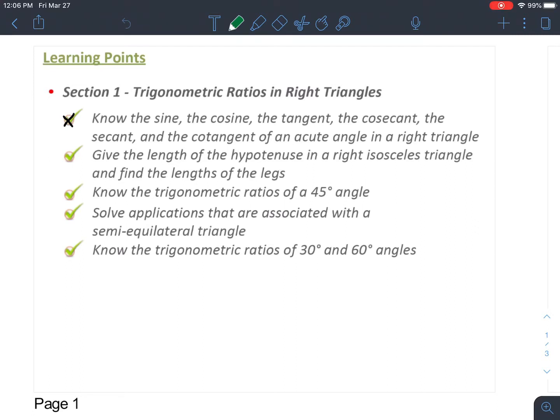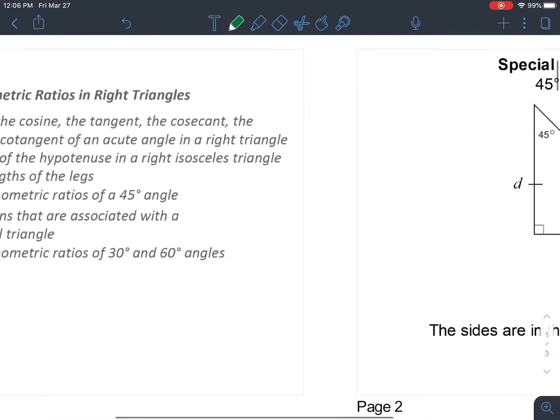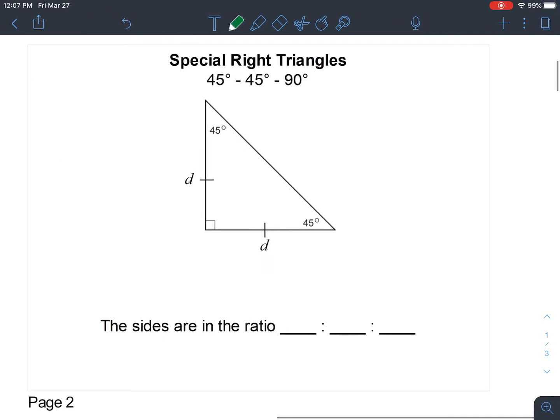Hopefully this isn't going to be too confusing, but I think in this lesson you'll be able to understand it just fine. We're going to be talking about the special right triangles, and we're going to be taking care of all four of these points here. So the first thing is we're going to talk about the 45-45-90 triangle.